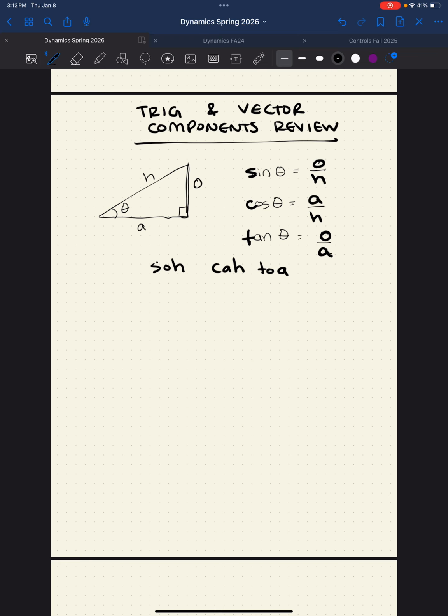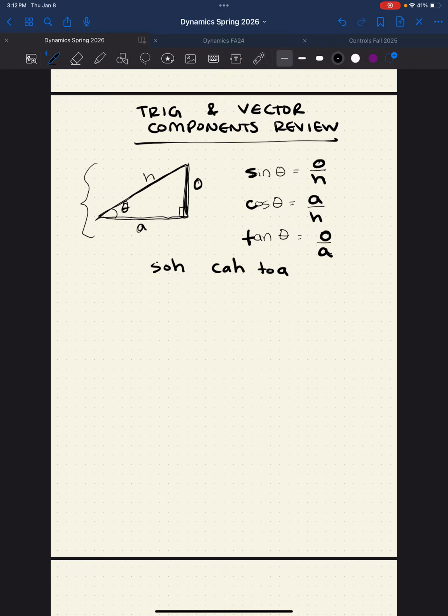Okay, and I've labeled these here on a canonical right triangle. So if we have some theta angle, the side that is adjacent to that theta is your adjacent. The side that it is opposite of your theta is your opposite side. And of course, the hypotenuse is the one that connects those two.